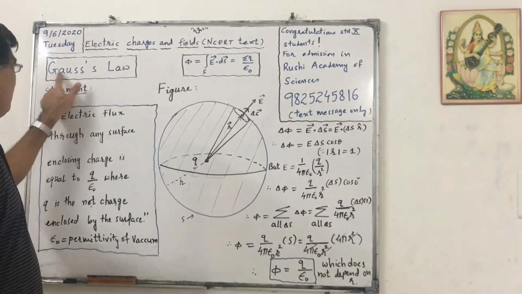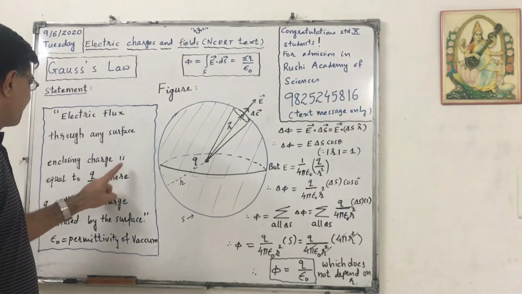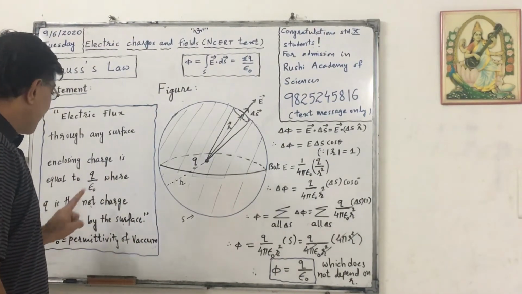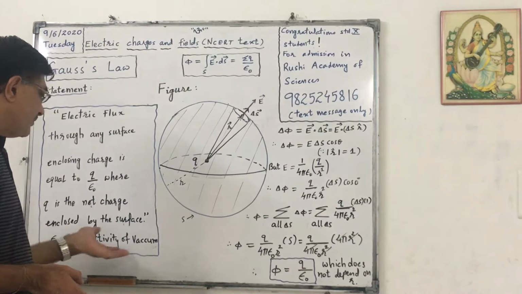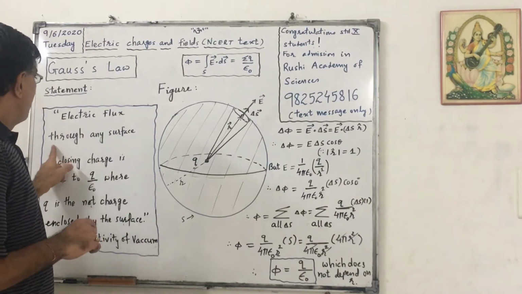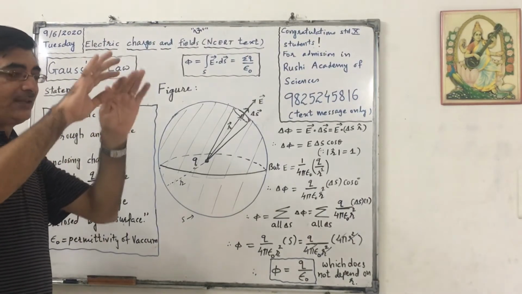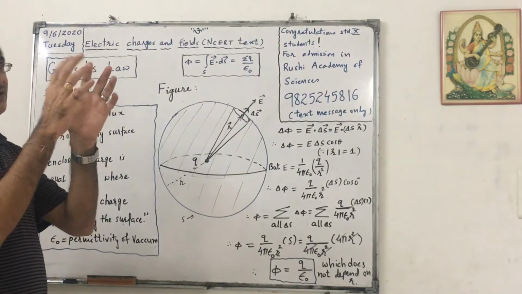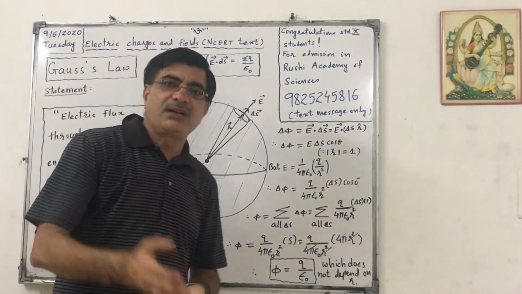Statement of Gauss's law: electric flux through any surface enclosing charge is equal to Q upon epsilon naught, where Q is the net charge enclosed by the surface, and we know that epsilon naught is the permittivity of vacuum. I am repeating: electric flux through any surface enclosing charge is equal to Q, that is the enclosed charge, upon epsilon naught, where epsilon naught is the permittivity of vacuum or say free space.